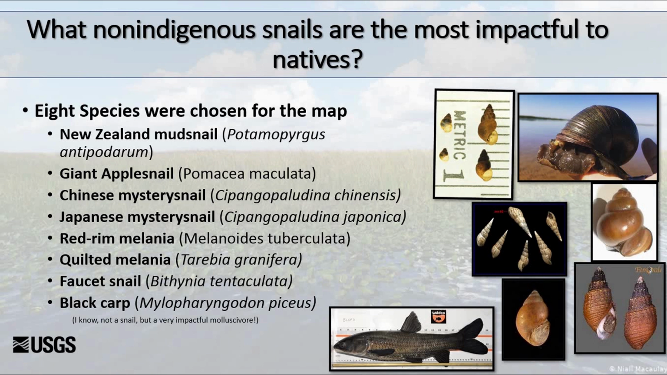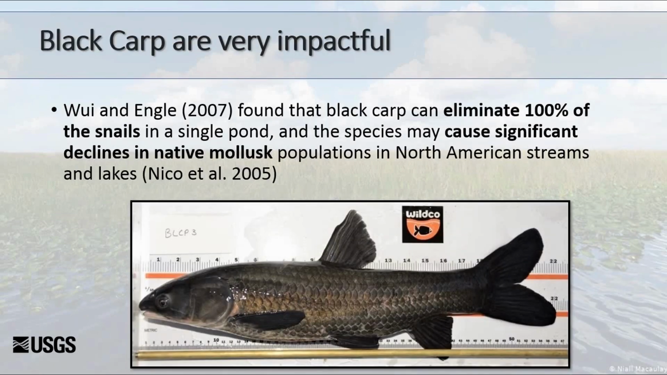These include the New Zealand mud snail, giant apple snail, Chinese mystery snail, Japanese mystery snail, red rim melania, quilted melania, and the faucet snail. And yes, you see a non-snail species on this list too, the black carp. And while, yes, not a snail, the black carp is a very well-documented molluscivore, and therefore we must include it in this project as a threat to native gastropods as it spreads through the Mississippi Basin.